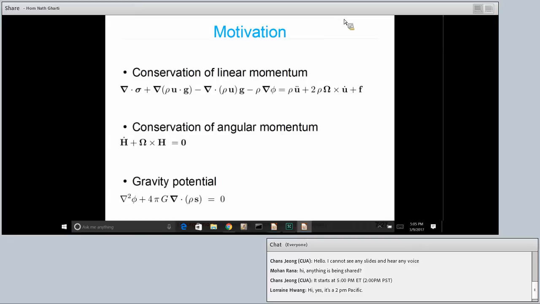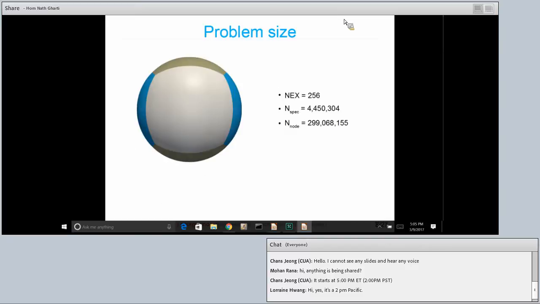The first challenge is the problem size. Just to give you a tentative idea, I consider a simple Earth model. In order to mesh this model, we need to decompose it into 6 rectangular chunks, and I consider NEX equal to 256, which is just the number of elements in each direction on a chunk. With NEX equal to 256, the number of spectral elements is about 4.5 million, which results in a number of nodes that exceeds nearly 300 million, which is a big problem.